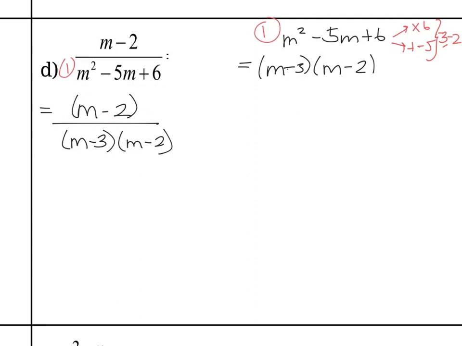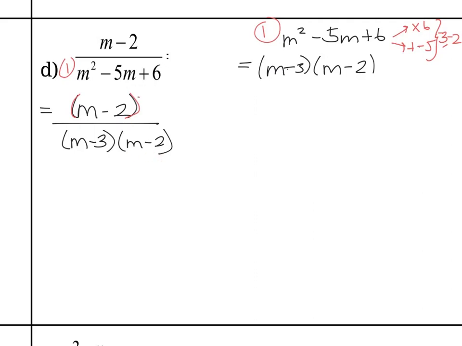That's considered one factor. And then we have two factors at the bottom, m minus 3, m minus 2. So again, I added these brackets so it's more clear. M is not a factor. 2 is not a factor. M minus 2 is the factor on the top. As well, we also have a 1. We always have an invisible 1 there. Okay, so we have a factor in common.